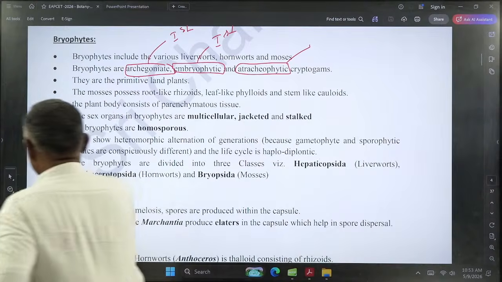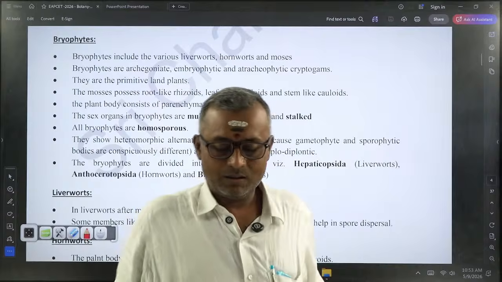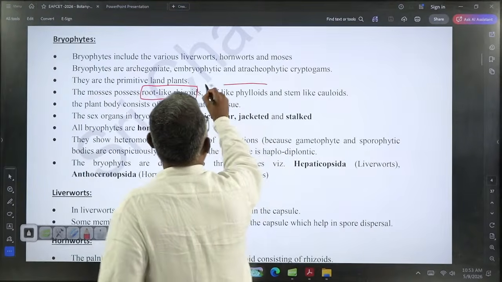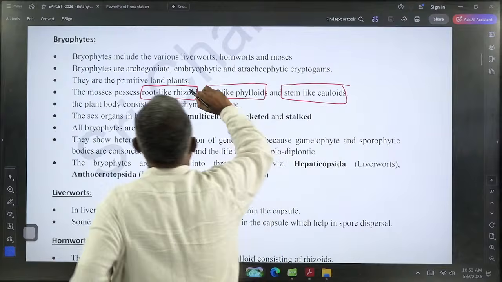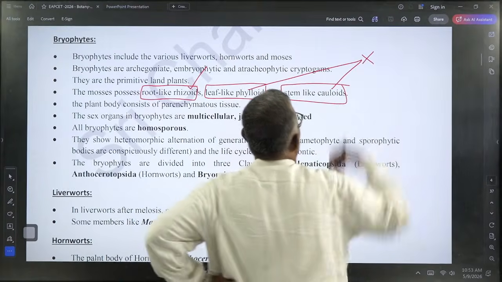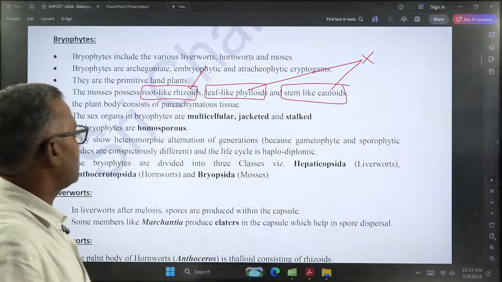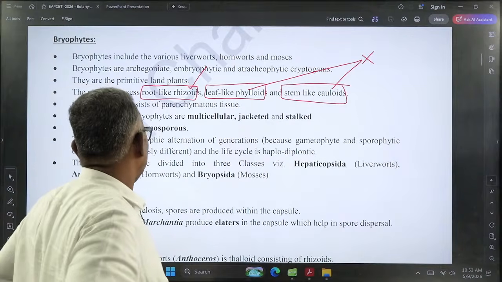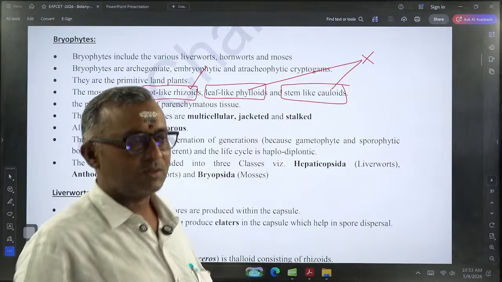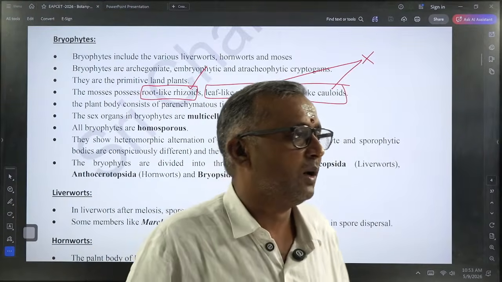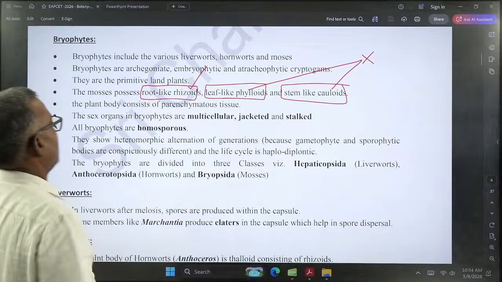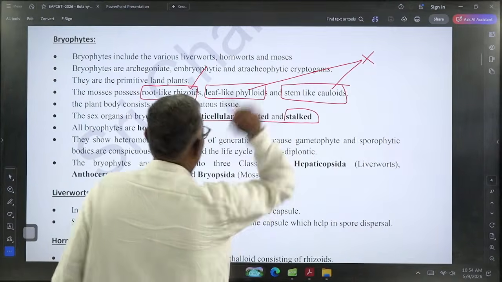Now another important thing is, in case of mosses, they have root-like rhizoids, leaf-like phylloids and stem-like cauloids. Now this rhizoid word is given in the NCERT book, but phylloid and cauloid are not given. These two things you have to remember: phylloid and cauloid. And of course, the plant body is parenchymatous, made up of only parenchyma. And they have what kind of sex organs? I already told that they have multicellular, jacketed sex organs. Very important. And they also have a stalk to their sex organ.